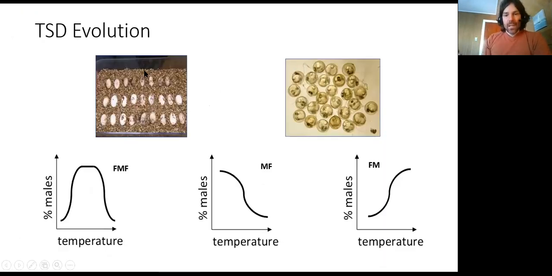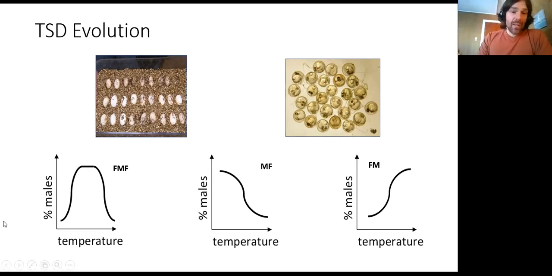It's not necessarily the case that we're going to have a Gaussian-shaped reaction norm for sex and temperature. What I just described was the FMF pattern, where we have females at cool temperatures, females at warm temperatures, and males at intermediate temperatures. This is supposed to be the ancestral condition. Then we have supposedly derived conditions, where we have an MF reaction norm, where males arise at cool temperatures and females arise at warm temperatures. And then, of course, we have the opposite, where females arise at cool temperatures and males arise at warm temperatures. So it runs the complete gamut of possibilities.